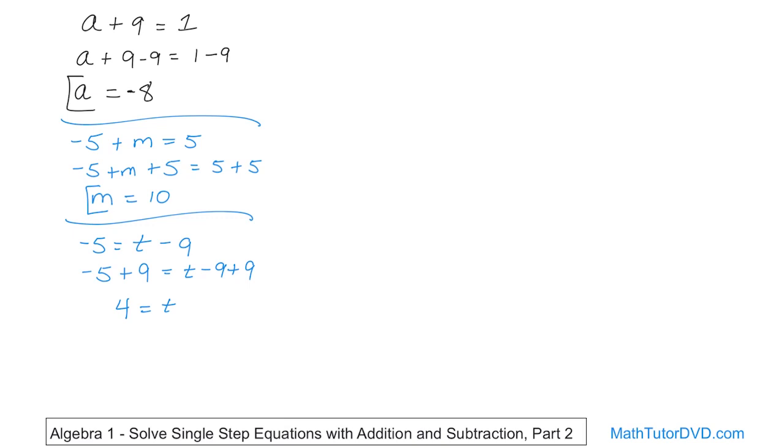So you have 4 is equal to t, and of course you can rewrite that as t is equal to 4 to make a little more sense, and that's the final answer. Now if you take this value of 4 and stick it in here, 4 minus 9, you're going to get negative 5, which is what satisfies the equation.